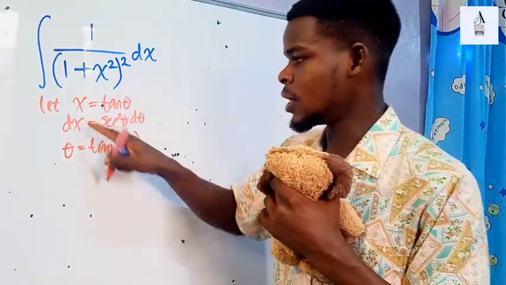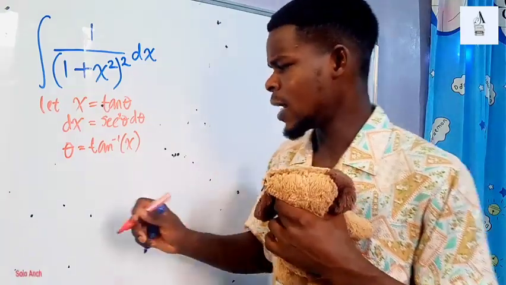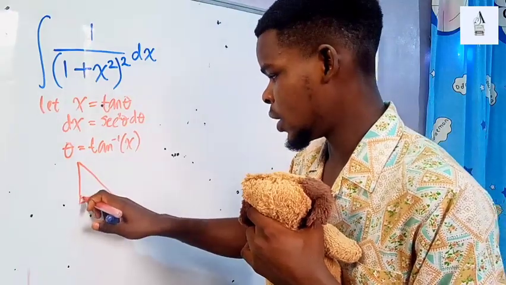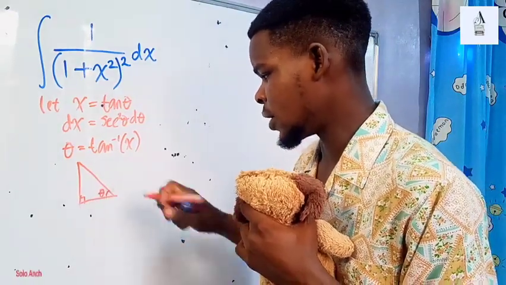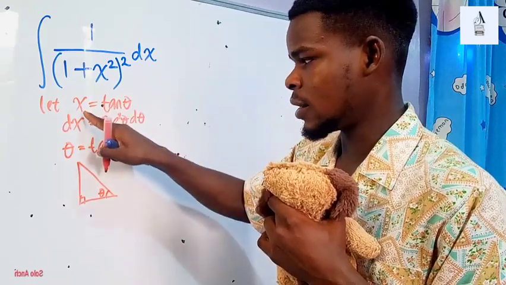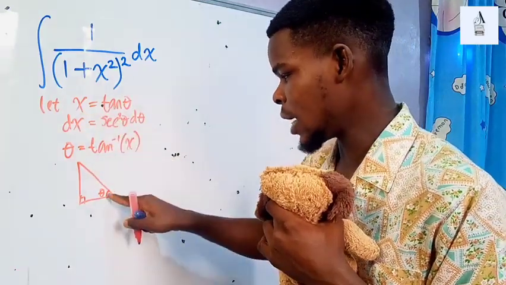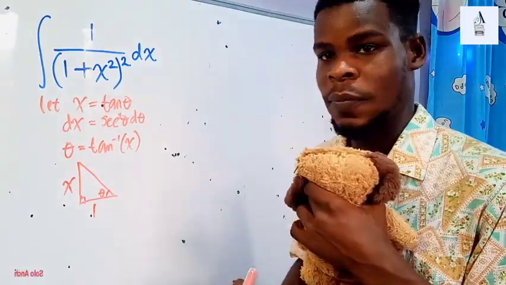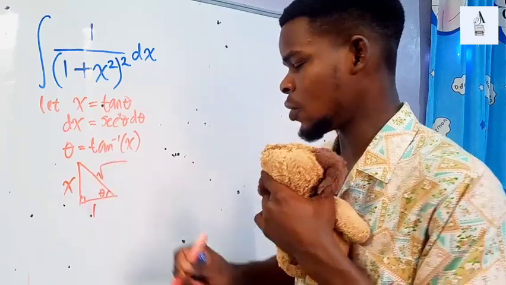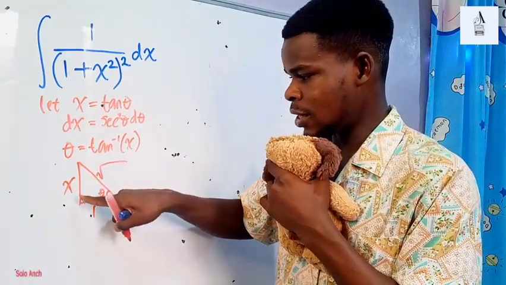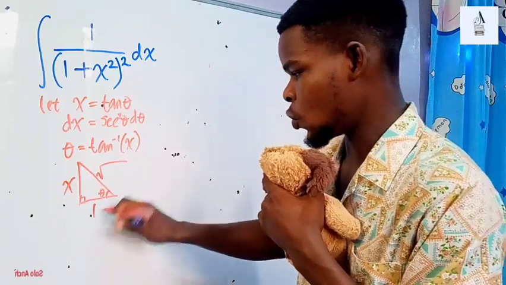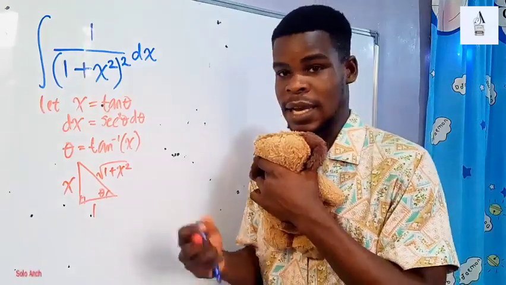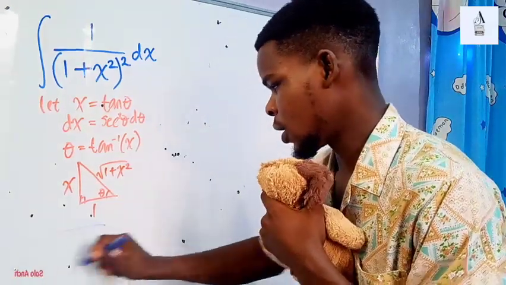Also notice, if x is tangent of theta, and you look at that on a right angle triangle, where this is the right angle and this is theta, tangent of an angle gives you x. Take note, x can be written as x over 1, so tangent of theta is x over 1, because it's opposite over adjacent to the angle. What does that say about the hypotenuse? The hypotenuse will be the square root of the sum of the squares of the other two sides, so the square root of 1 plus x squared. Let me put a little box here. I may need it.